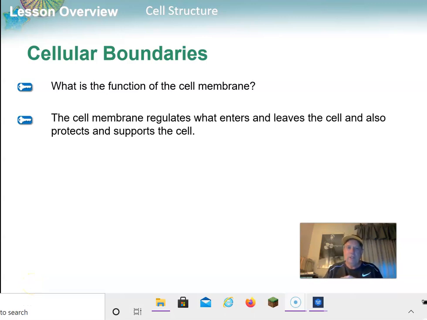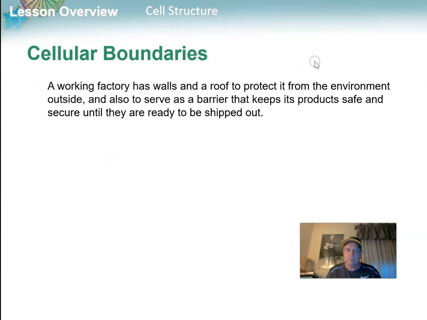Now that we've looked at the organelles of the cell, it's time to look at what's on the outside of the cell. Our key question is, what is the function of the cell membrane? The answer is, the cell membrane regulates what enters and leaves the cell, and it also protects and supports the cell. For example, you have a working factory. It has walls, and it has a roof to protect it from the environment outside, and also to serve as a barrier that keeps its products safe and secure until they're ready to be shipped out. The cell membrane works in a similar fashion.